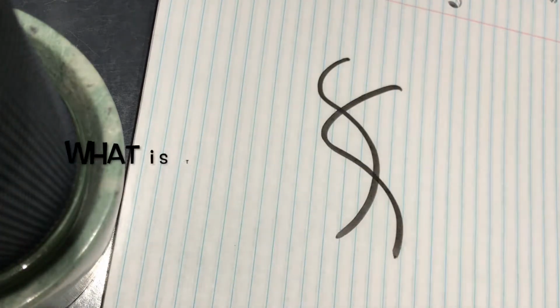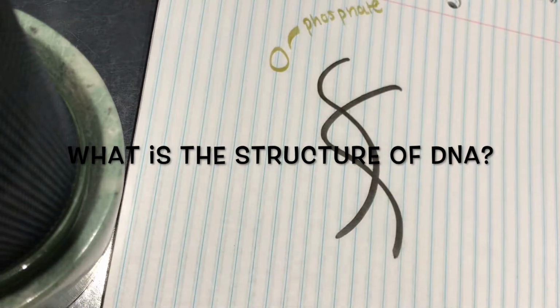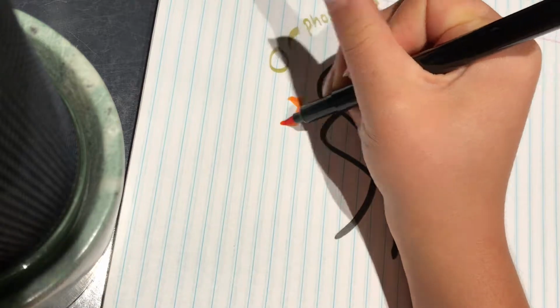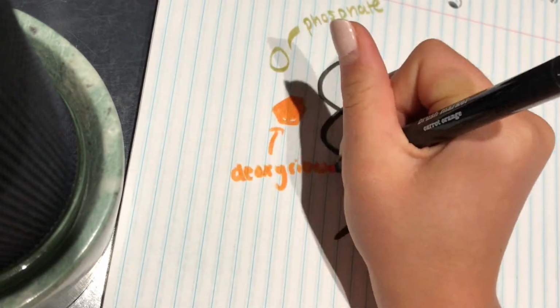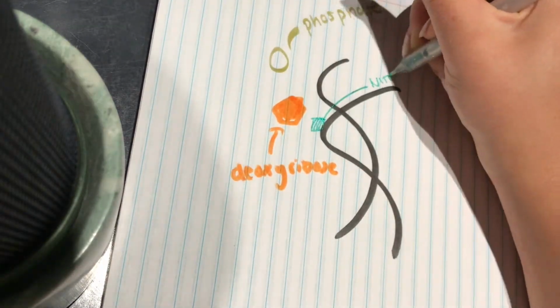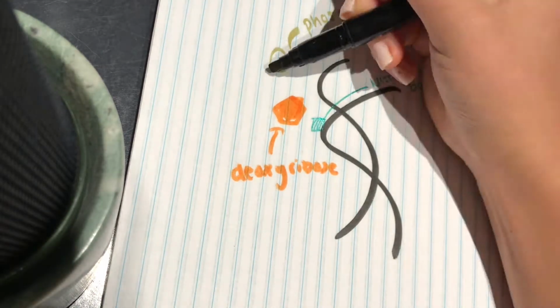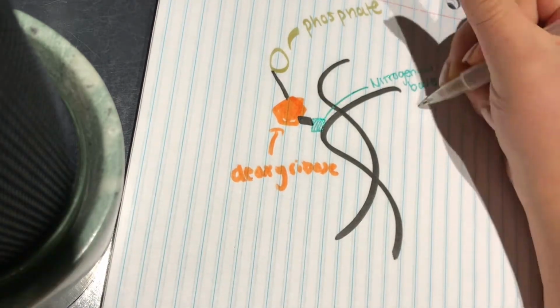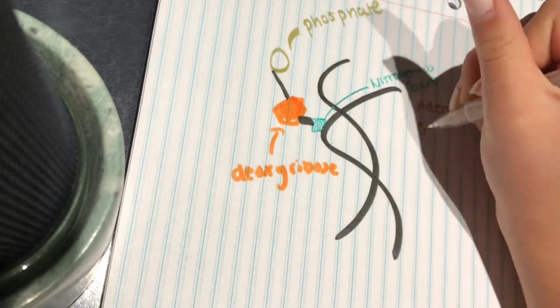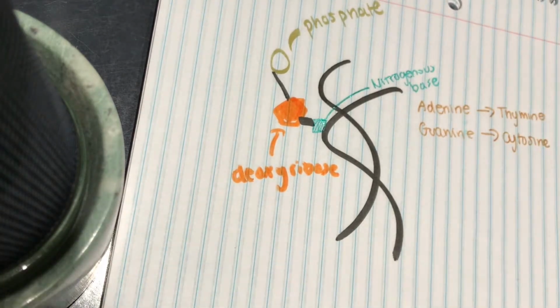The structure of DNA is arranged in a double helix, which is also anti-parallel. The monomers of DNA are nucleotides. The nucleotides are made up of a phosphate, deoxyribose, and a nitrogenous base. There are 4 types of nitrogenous bases, which are called adenine, which pairs with thymine, and guanine, which pairs with cytosine.